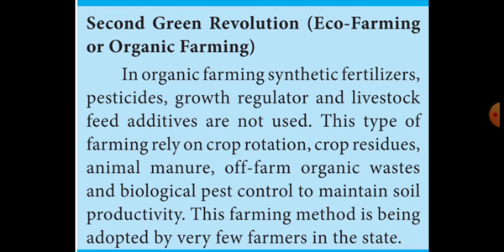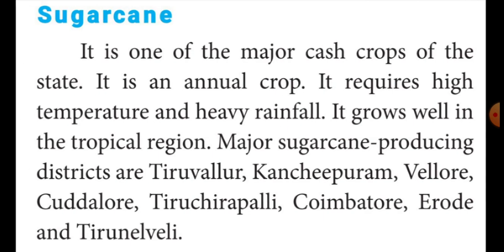Then they are using animal manure, some organic waste, and biological pest control to maintain the soil productivity. They are not using any fertilizers. They are using animal manure, organic waste and biological pest control to produce these crops. Okay.